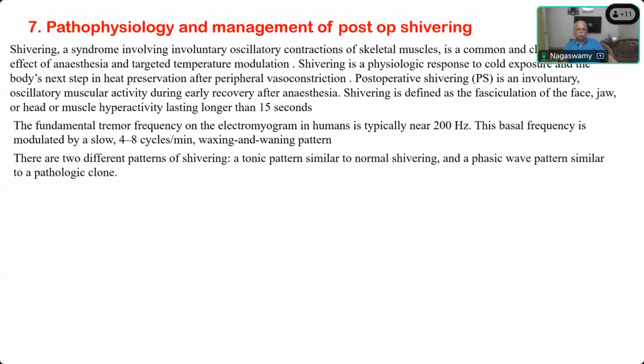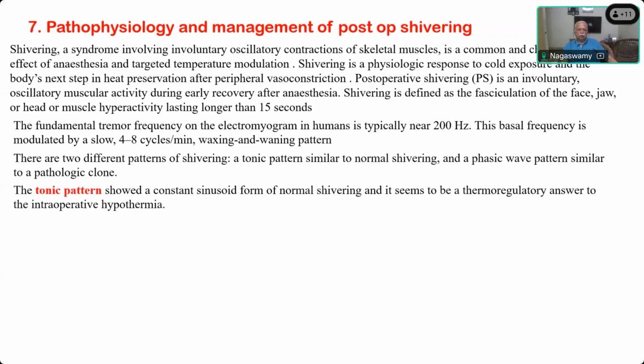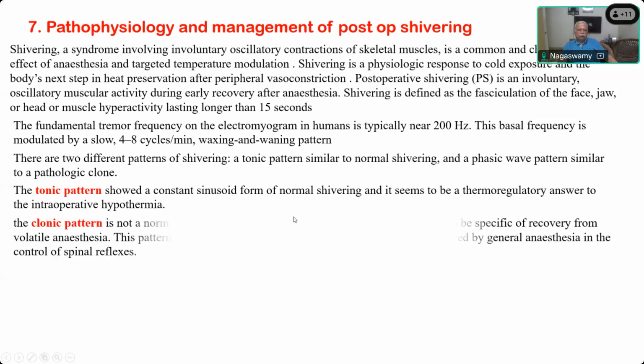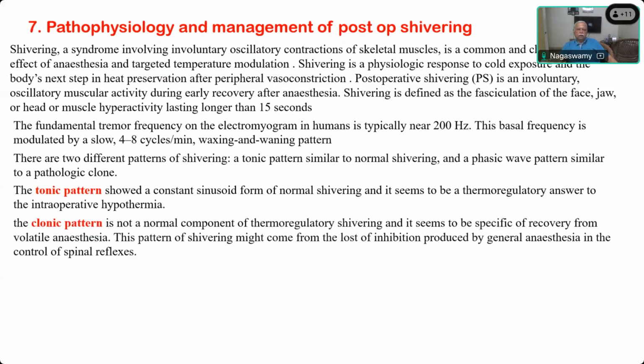And there are two different patterns of shivering. One is called the tonic pattern, similar to normal shivering, and the phasic waveform, similar to pathological clonus. So in the tonic pattern, it shows the constant sinusoidal form of normal shivering, and it seems to be a thermoregulatory answer to intraoperative hypothermia. Whereas the clonic pattern is not normal.